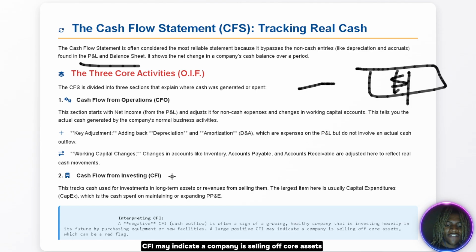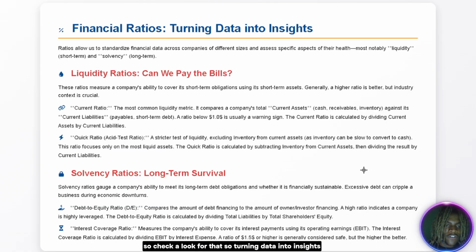And a large positive CFI may indicate a company is selling off core assets, which can definitely be a red flag, okay? Which means they're going broke. So if a company's going broke, that's not a good sign, and it's a good sign that the stock might actually crash in a negative direction. So look out for that.